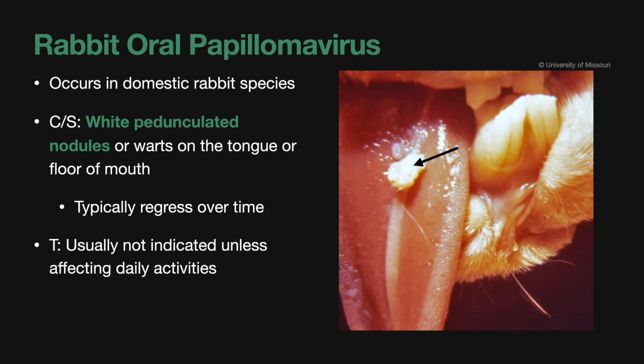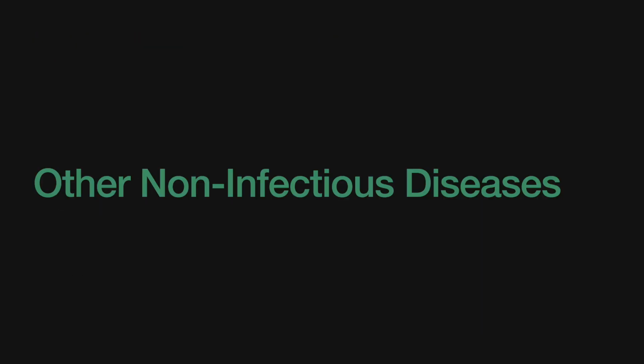Rabbit oral papillomavirus is a related virus that primarily occurs in domestic rabbit species. It causes white pedunculated nodules or warts on the tongue or on the floor of the mouth. These lesions also regress over time in most cases. Again, treatment is not usually indicated unless the lesions are bothering the rabbit. Lastly, we have a couple of non-infectious diseases to review.